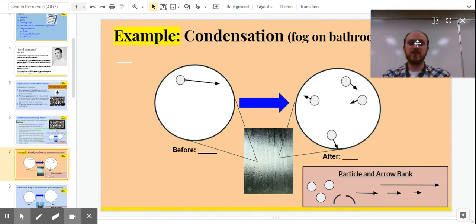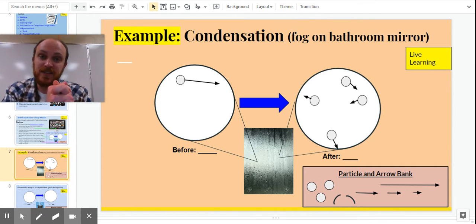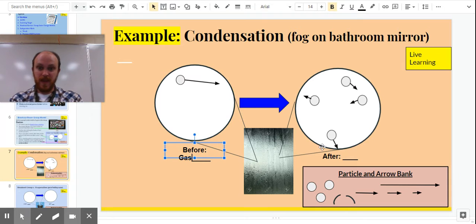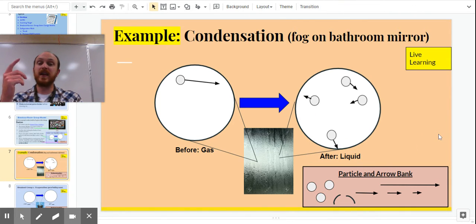This is the same one that we used for the do now. Condensation actually was the answer to the do now. This is fog on a bathroom mirror. Before, it should be a gas. I'll write that in here. And after, it should be a liquid. Okay, so this is what students are doing. This is my example, but students are doing the same thing in a group.